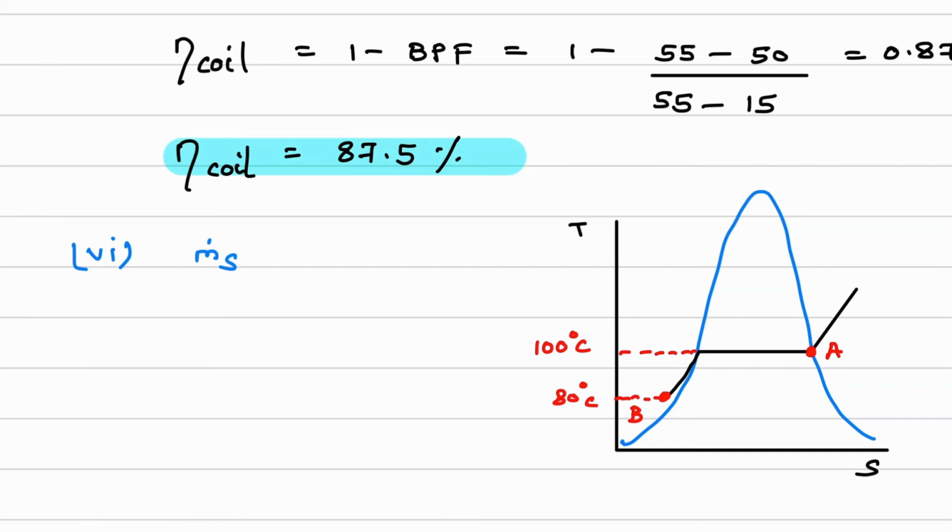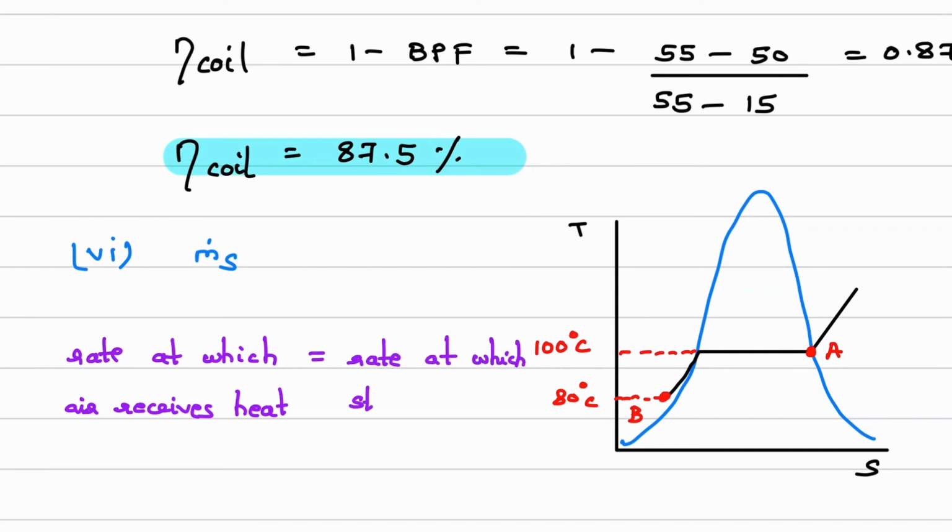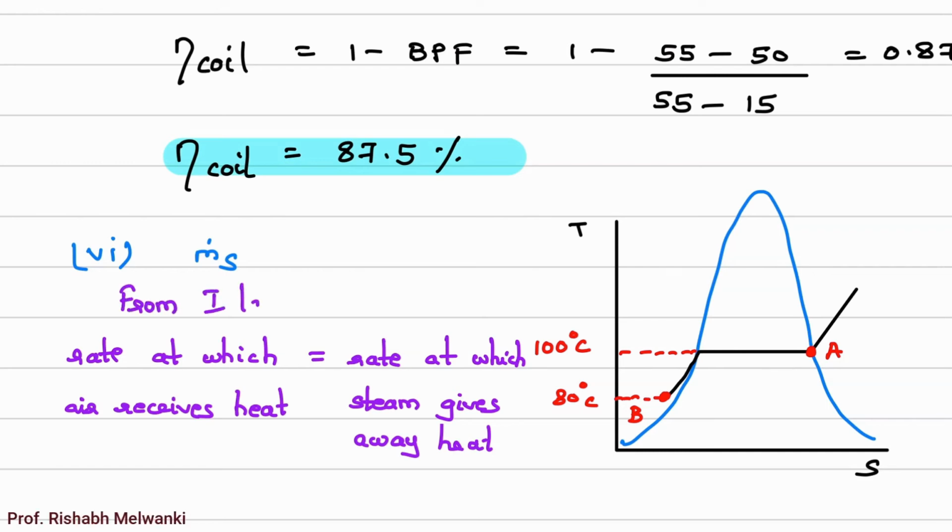Rate at which air receives the heat. Okay, I'll write down the equation. Rate at which air receives heat is equal to rate at which steam gives away the heat. We have written this equation from first law, which is energy balance.